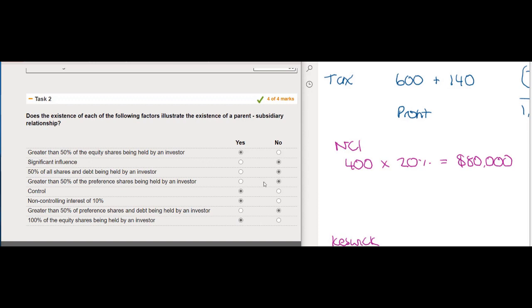Therefore, reviewing our answers, we can see in the top right-hand side that we've got all of our marks and answered each of the elements for task 2.